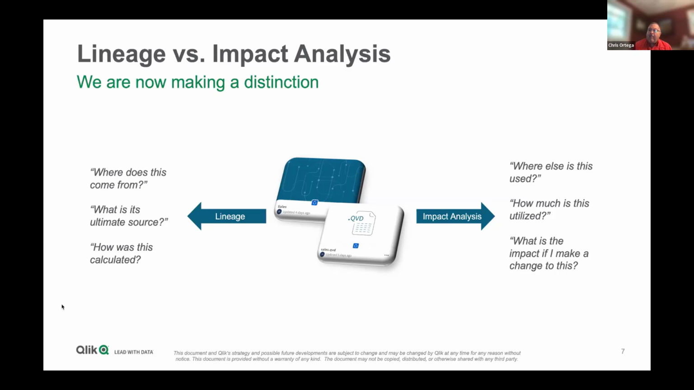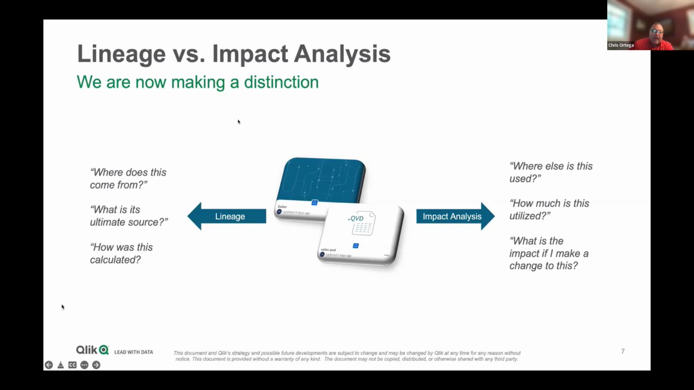Impact analysis is forward looking. If I'm looking at an application or a data set and I'm considering a change, right, it's important to understand where else is this used, either directly or indirectly. Maybe it's further downstream than my app or my data, but it's important to know everything that depends upon that. How much is it utilized, and therefore, what's the impact if I make this change?